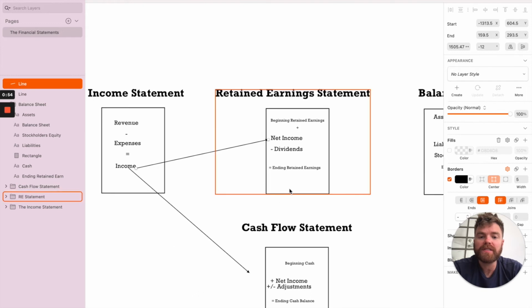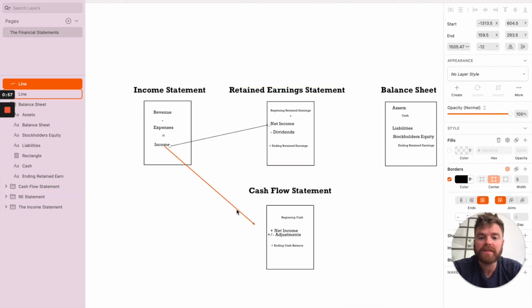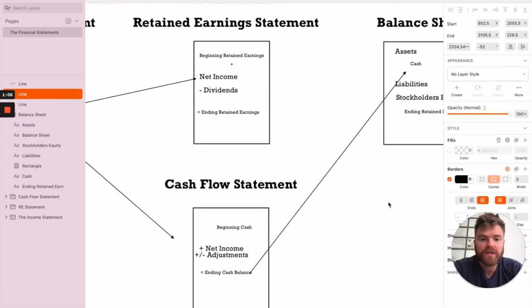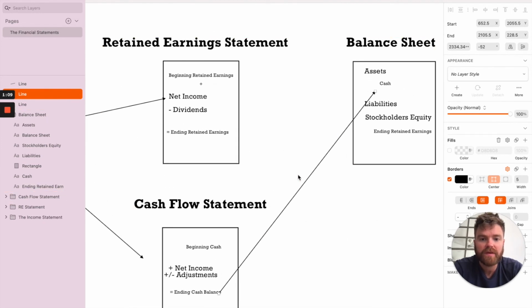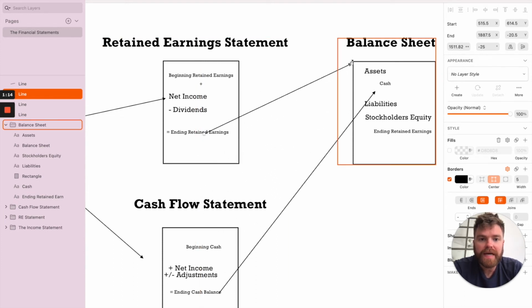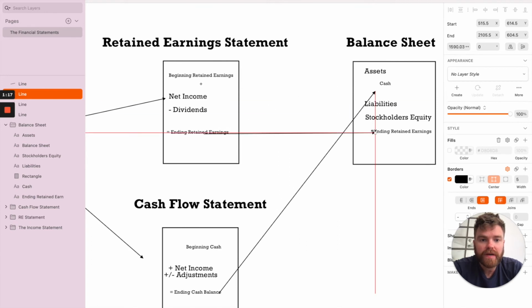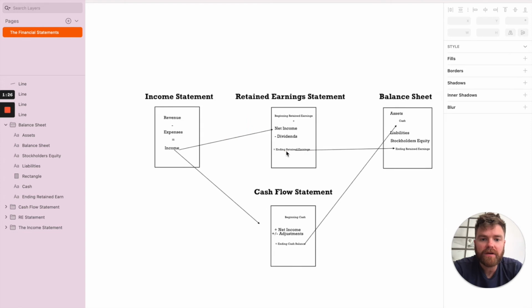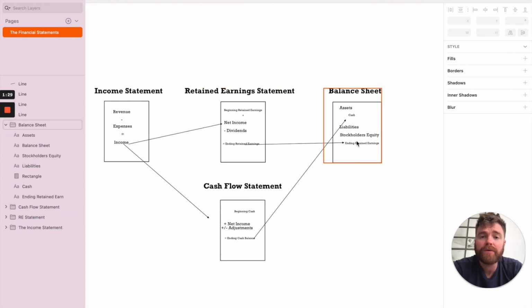So the cool part is once you get to ending retained earnings and ending cash balance, these both go to the balance sheet, and I'll show you what I mean. So here we go. The ending cash balance goes up to cash on the balance sheet, as you can see from the cash flow statement, and the ending retained earnings goes down on the balance sheet under stockholders' equity right here. So you can see income goes into the cash flow statement, and into retained earnings. Once you get to ending retained earnings, that goes under stockholders' equity on the balance sheet. And on the cash flow statement, the ending cash balance flows into the cash balance on the balance sheet.